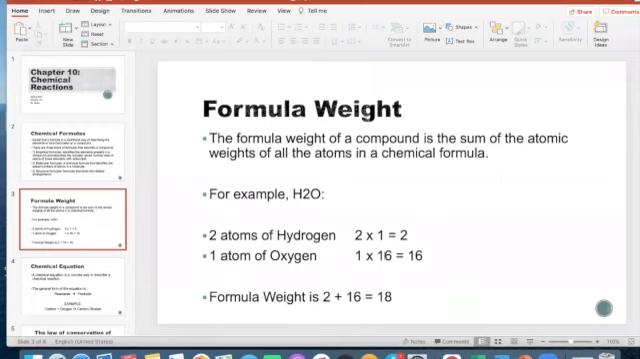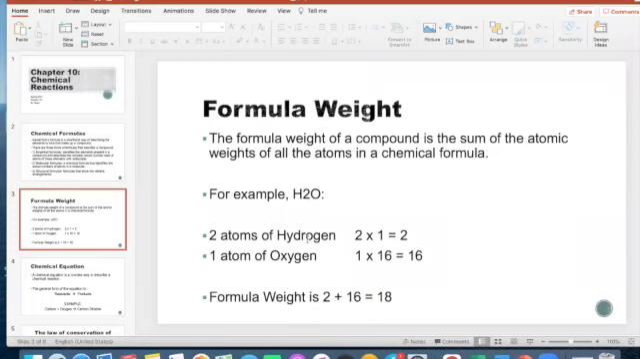All right, formula weight. The formula weight of a compound is the sum of the atomic weights of all the atoms in a chemical formula. So for example, here I have H2O, which is water. Water stands for H2O. So you have two hydrogen atoms, so the two goes with the hydrogen, and then you have one oxygen atom.